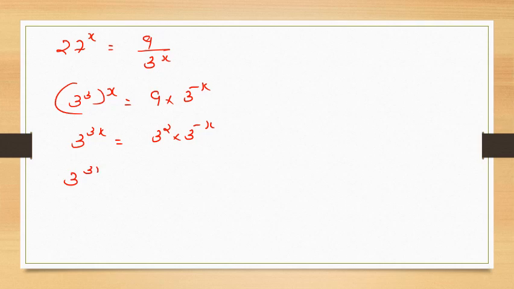So 3 raised to 3x is equal to 3 raised to 2 minus x. So 3x is equal to 2 minus x. 4x is equal to 2. X is equal to what? 2 by 4. 2 by 4 is what? 1 by 2.